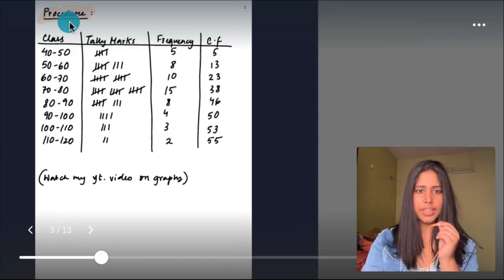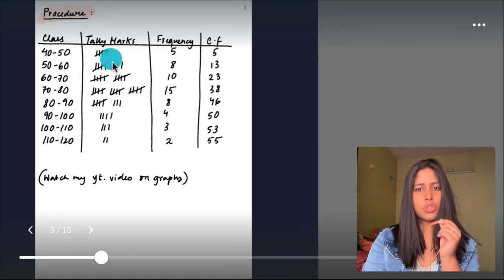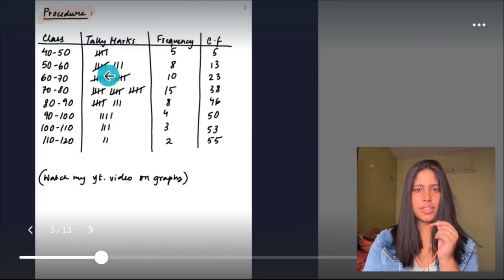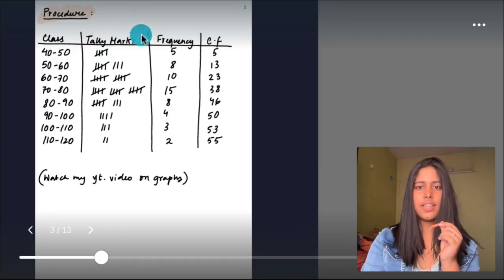So how will we plot it? We'll do that by 1, 2, 3, 4, and then strike it off to make it 5. Same for the next interval, 50 to 60, we have 8. So we will plot it as 1, 2, 3, 4, 5, 6, 7, and 8.